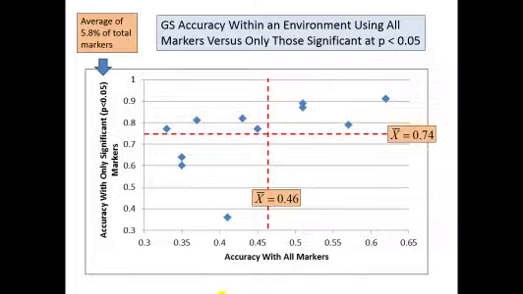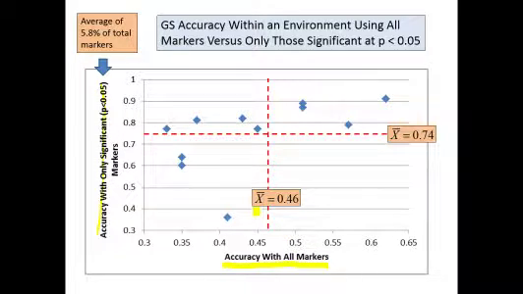So let's look at what happens when we try to subset markers using only markers that are significant versus using all markers to build our models. So down here, we're looking at different traits, wheat traits, again from my program. Here's our accuracy. We build our model using all the markers that were scored on the lines in our training population. And on the y-axis is the accuracy we get if we use only the markers that are significant at a p-value of 0.05 when we do an association analysis.